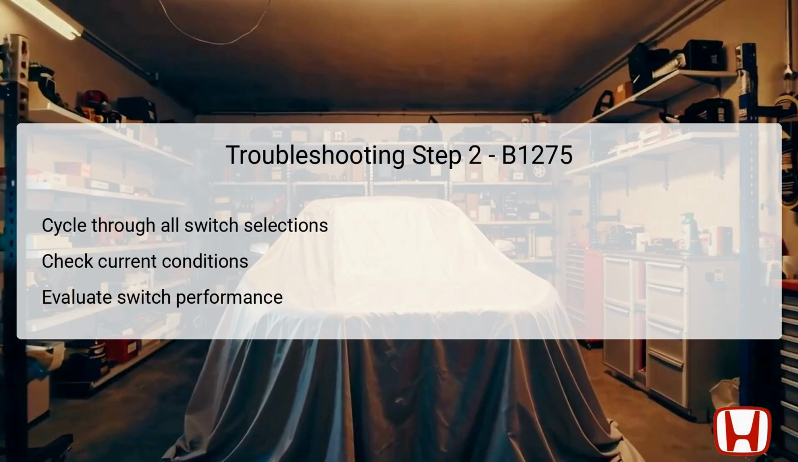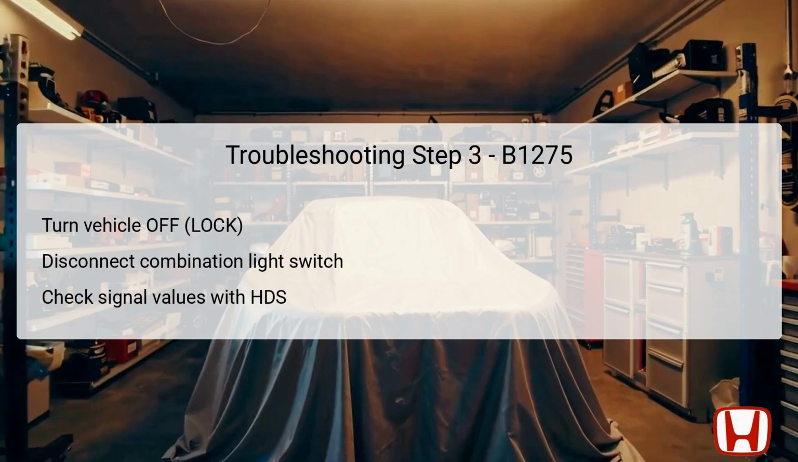Moving to the second troubleshooting step, you'll cycle through all switch selections using the HDS. It's important to assess the current conditions of each switch position to verify their operational status. Specifically, determine if any of the data list values fail to register as on when they should be, indicating a malfunction within the switch or its connections. If any values are off unexpectedly, that could lead investigators to the likely area of failure. Confirming that all values are operational can assist in isolating the circuit's trouble points.